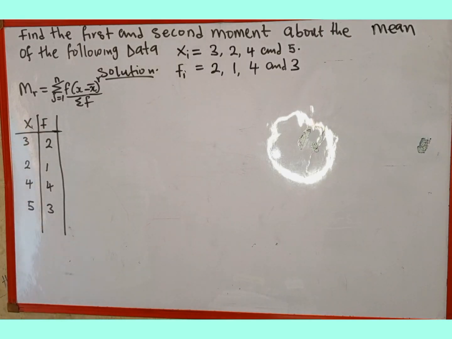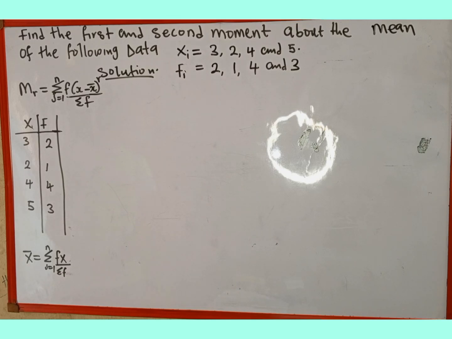So if you look at this formula, what we need now is x bar, because x is given, the frequency is given from the question, but x bar is not given. Now we are going to look for x bar. And remember, x bar is equal to the summation, as i ranges from 1 to n, of f of x, then divided by the summation of f. So this is the formula to calculate the mean of an ungrouped data.